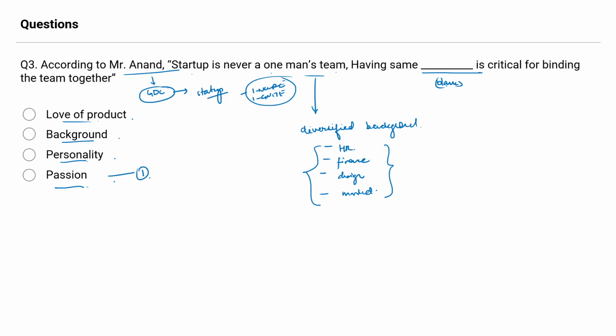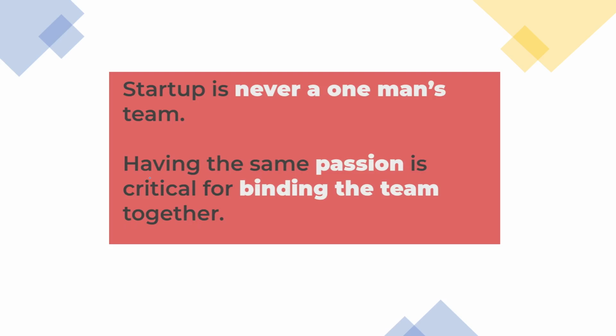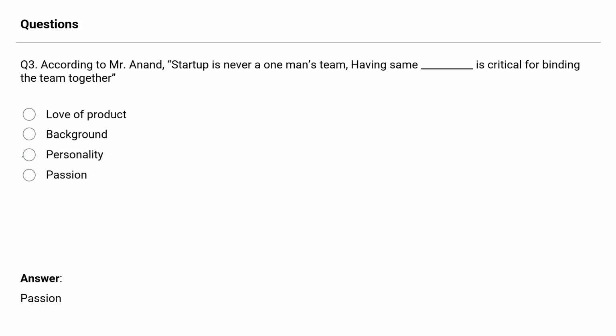All right. Let's look at the content validation screen. Startup is never a one man's team. Having the same passion is critical for binding the team together. Now, that's very true. Having the same passion is very, very important. Because also, if you see the other options, you'll be able to make out that this is the correct answer. Having the same love of product? The product can be very, very different, right? Same background is not necessary because you need diversification, as I said in the previous slide.